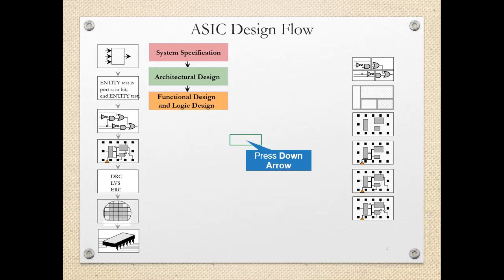Next is functional design and logic design. Once the architecture is decided, based on the functional requirements, the different blocks can be designed and how the block can be implemented, that logic can also be decided. The next step is circuit design. Once the functional blocks and the logic is designed, we can go to the next level of abstraction, that is the circuit design. The detailed circuit can be designed.